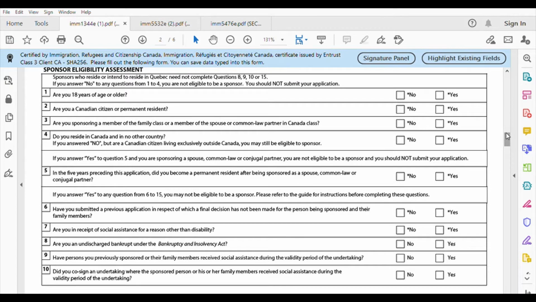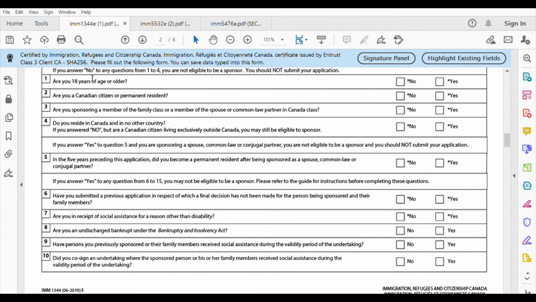Okay. Are you 18 years of age? Yes, absolutely. Are you a Canadian citizen or permanent resident? It must be yes. Are you sponsoring a member of the family class or a member of the spouse or common law partner in Canada class? So we say here yes, because we are talking about common law partner, but even if you are sponsoring a spouse, you choose yes. Do you reside in Canada and in no other country? We say yes.